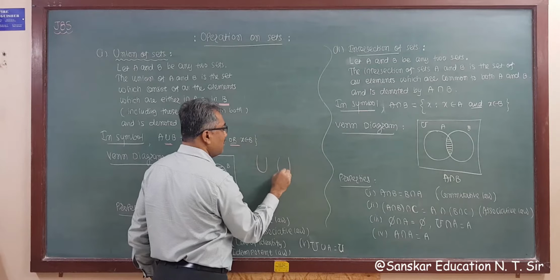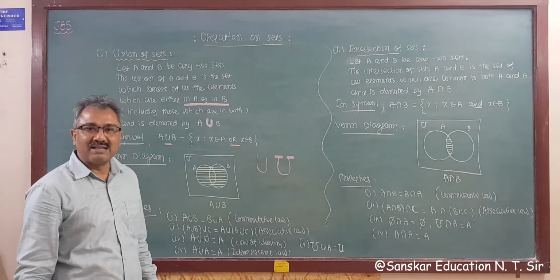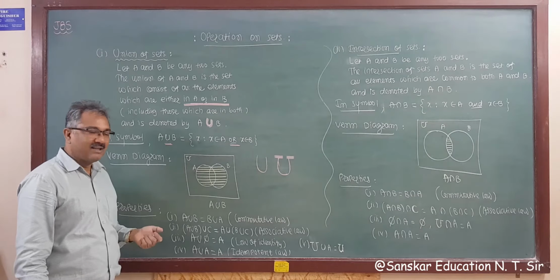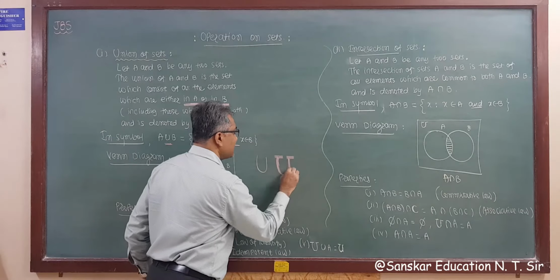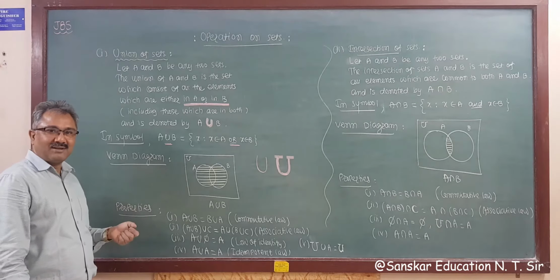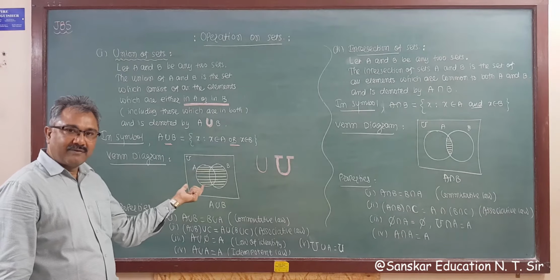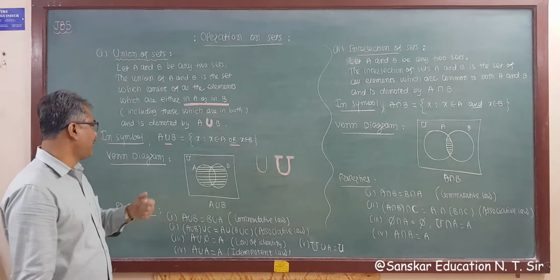So this is union, and this is our U, the universal set, right? So union is this, and this is our universal set U. We have to put two bars on top of U so that you can easily identify which symbol is union and which is the universal set U, right?